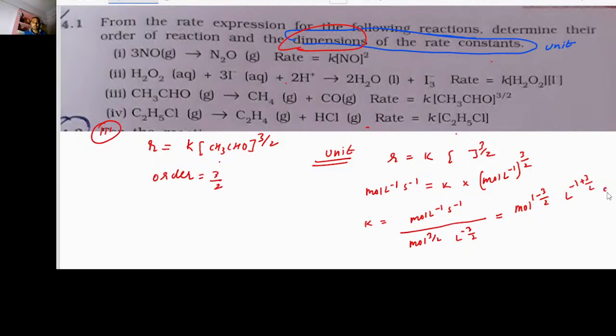Second inverse is already there. Solve it. So what will be there, student? Here is mole, so minus 1 by 2 will come. Liter, what will be there? 2 minus 3, so that is plus 1 by 2, and second inverse. So this is the dimension of the K, student. A little bit of mathematical calculation, but overall it is correct.